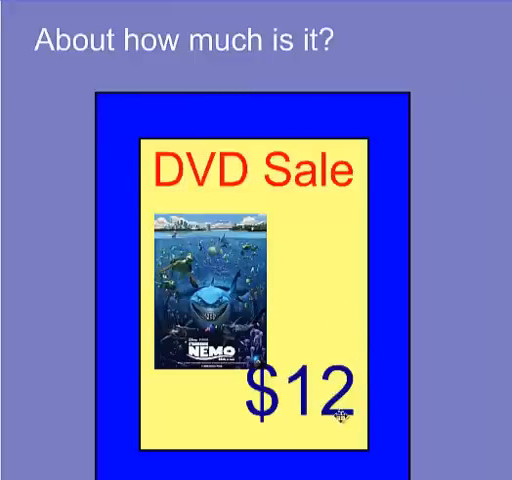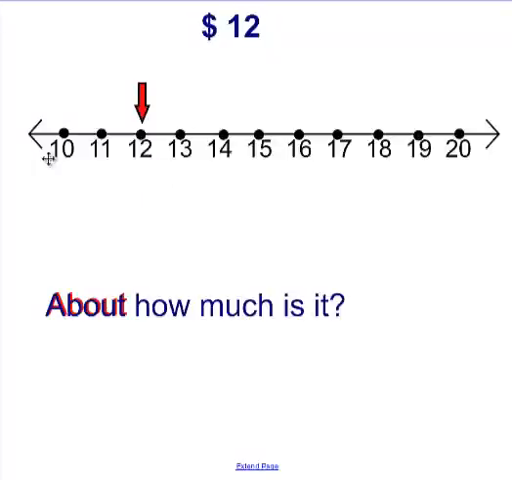Well, let's say that the DVD is on sale for $12. And you again are asked about how much is it. So if we take a look at the same number line, here's our 10 and here's our 20, and when we're rounding money and we say about how much is it, if there's only two digits, there's the ones and the tens, generally you're going to round to the nearest tens. So which one is it nearer? Is it nearest 10, which is right here, or is it nearest 20? If you said that 12 is closer or nearer to 10, you are correct. It's only 2 away, and yet it's 8 away from 20.